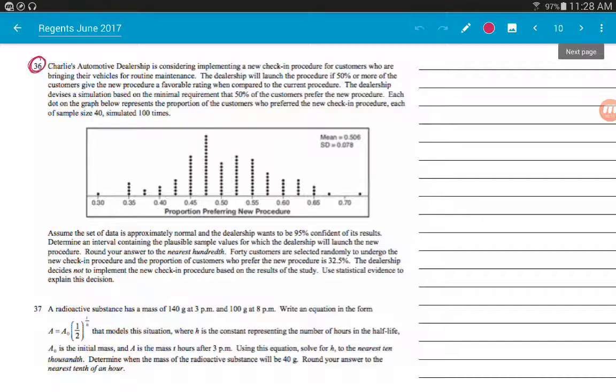Last but not least, question 36. Charlie's Automotive Dealership is considering implementing a new check-in procedure. The dealership will launch the procedure if 50% or more of the customers give the new procedure a favorable rating. Each dot on the graph below represents the proportion of customers who preferred the new check-in procedure. Each of the sample size 40 simulated 100 times.